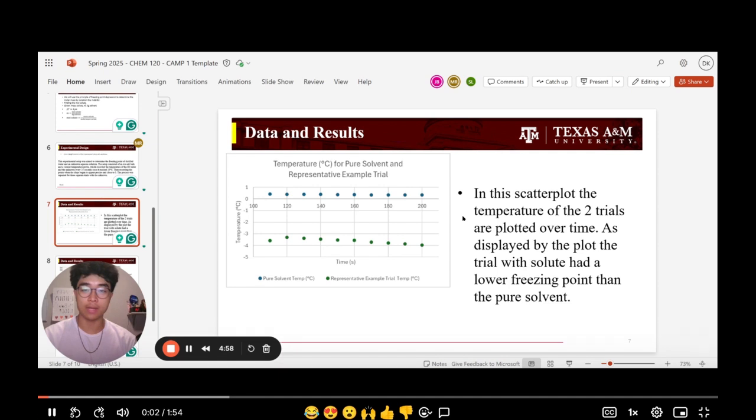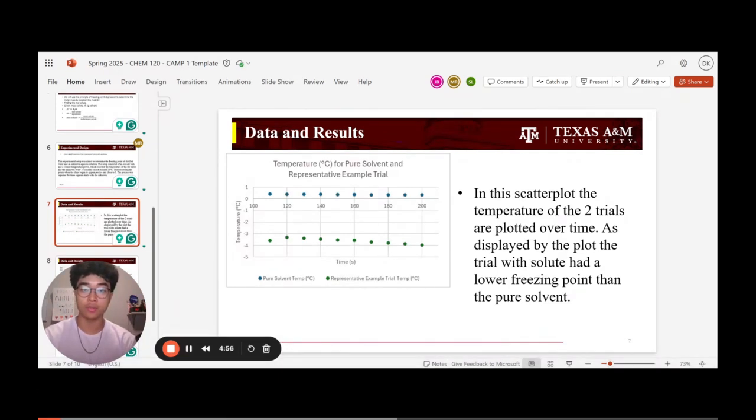In results, we have a scatter plot of the temperature for the pure solvent and the representative example trial over the course of 100 seconds. It is clear through the data trends that the representative example trial, which contained a solution that had solute dissolved in it, has a lower freezing point than the pure solvent.